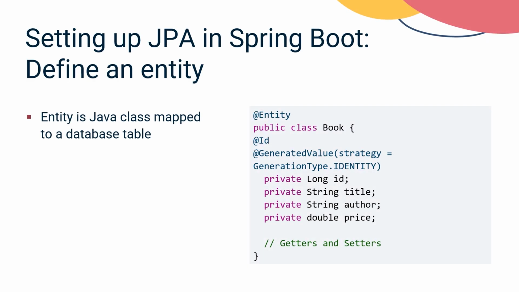An entity is a Java class mapped to a database table. In this code, @Entity is an annotation that marks the class as a JPA entity mapped to a database table. And @Id is an annotation that denotes the primary key of the entity. The @GeneratedValue part is an annotation that specifies how the primary key is generated, like auto or identity.